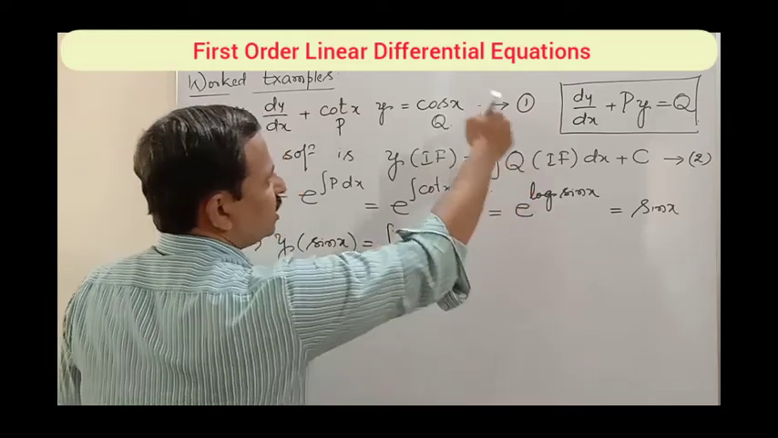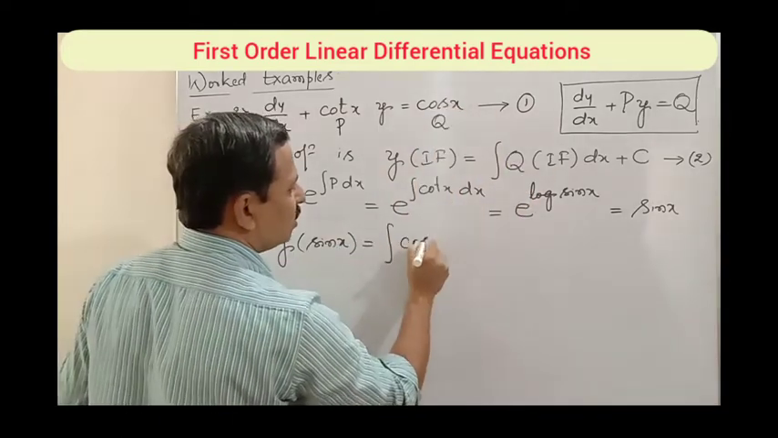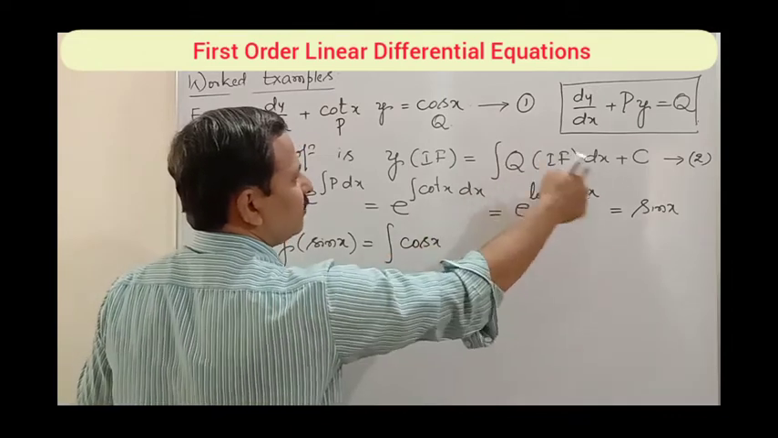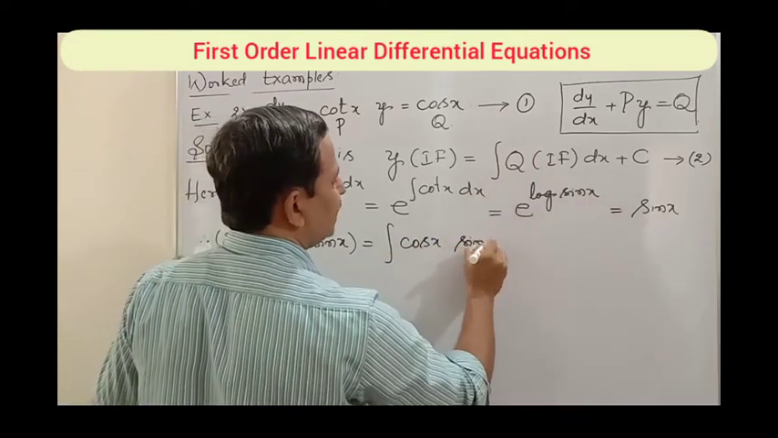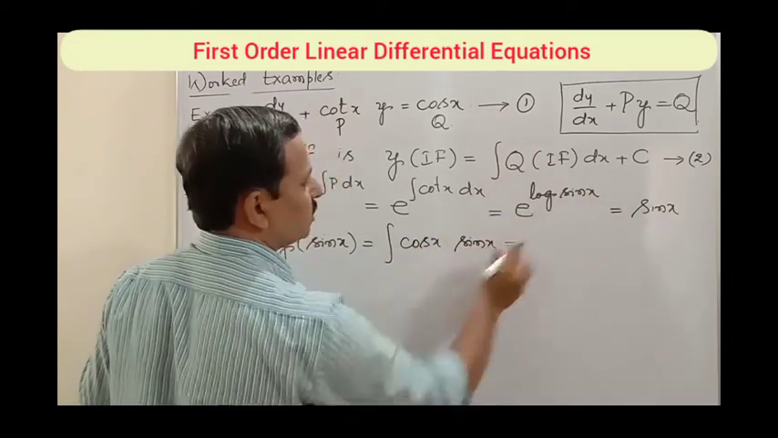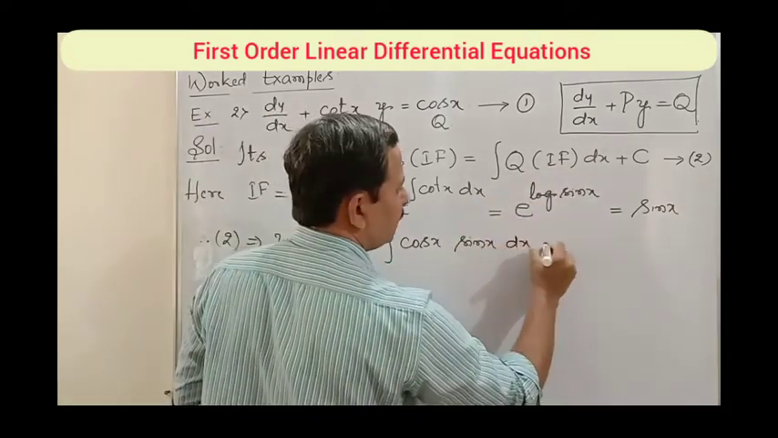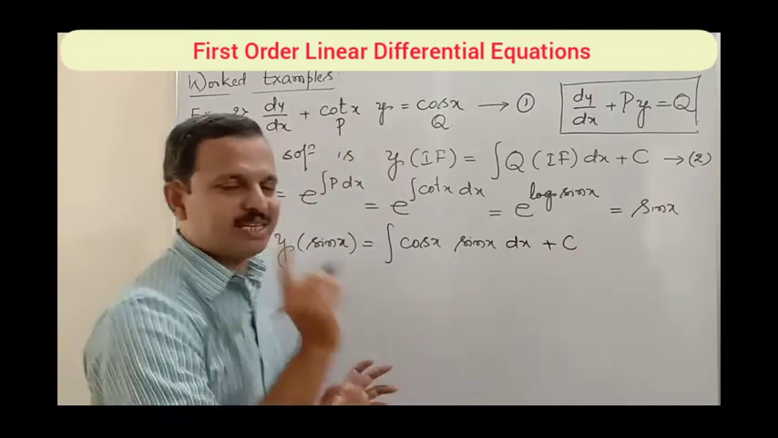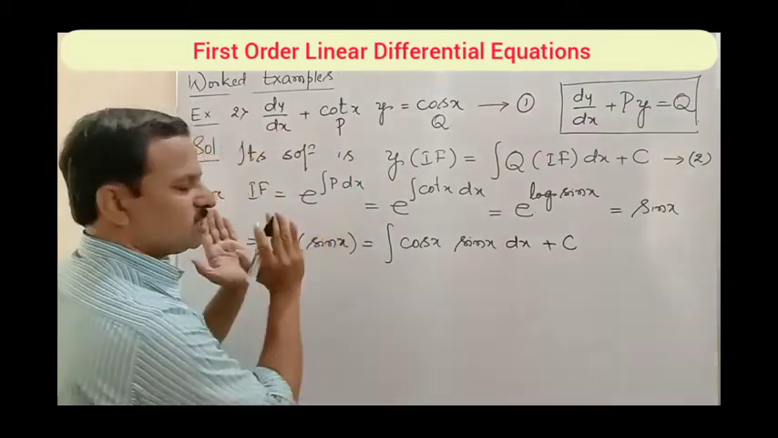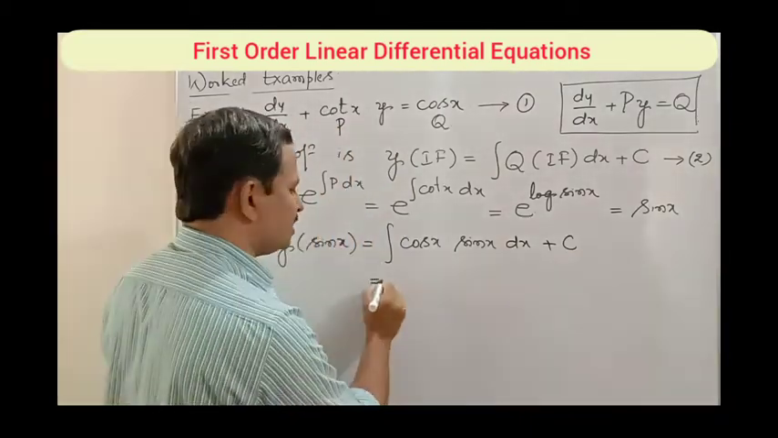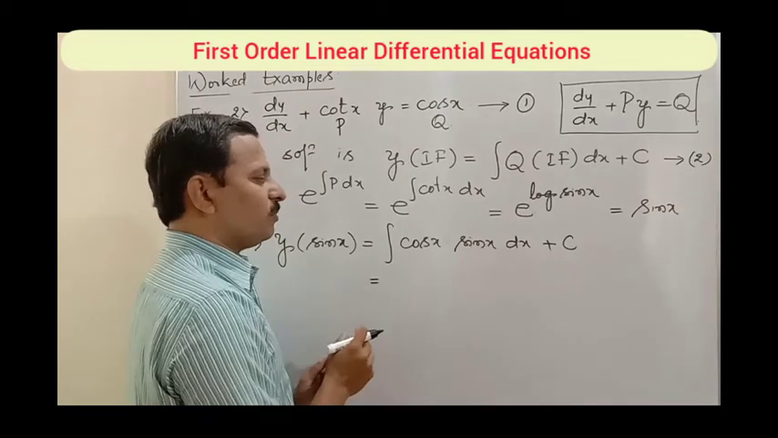What is q? Q is cos x. Cos x into the integrating factor, just now we obtained it as sin x, into dx plus constant of integration c as it is. Now LHS is quite okay, let us keep it as it is. On integration we shall apply the formula.